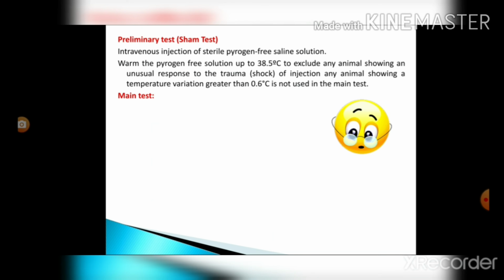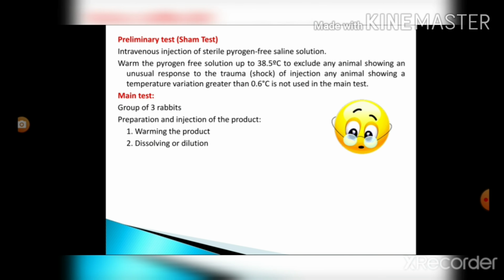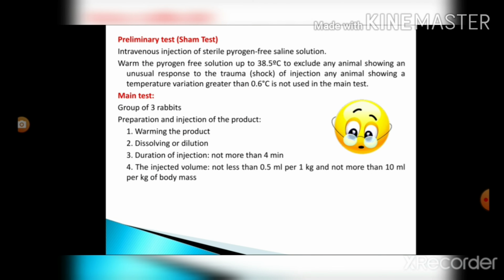Now, the main test. First, we have to take a group of 3 rabbits. Then we have to prepare and inject the products. First, warming of the product, then dissolving or dilution of the product, then the duration of injection. The duration of the injection should not be more than 4 minutes. The injected volume, how much volume we have to inject, should be not less than 0.5 ml per kg and not more than 10 ml per kg of body mass.